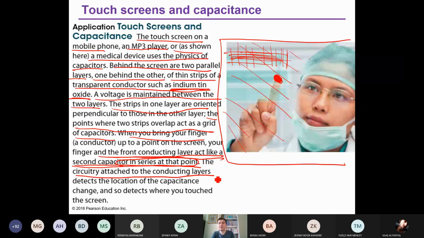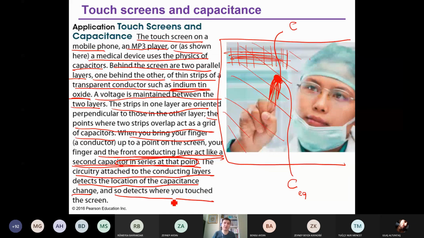Actually, this point has a certain capacitance, but when you put your finger on this point, you change the capacitance. Now you have a different equivalent capacitance, okay? Then the circuitry detects this, and so detects where you touch the screen. This is the working principle of touch screens, and series-connected capacitors explain the working principle of this type of screen. Now let me continue with the capacitors in parallel.